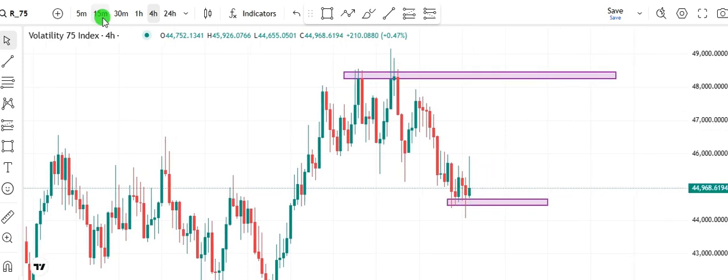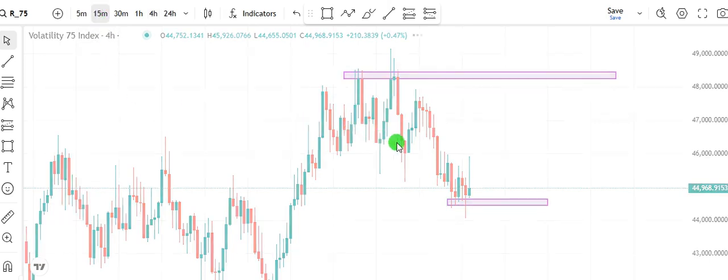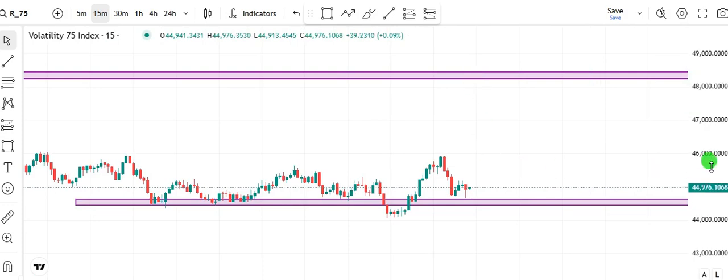What we want to see is the internal structures. So let's go to the 15 minutes chart to see the internal structures, so I can know if we are going to break below this or keep testing this level.